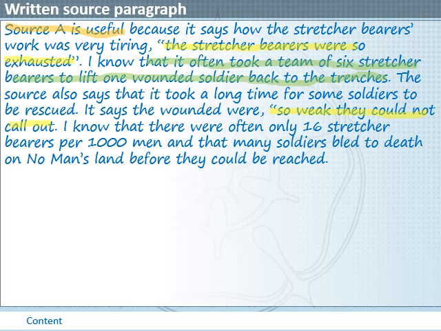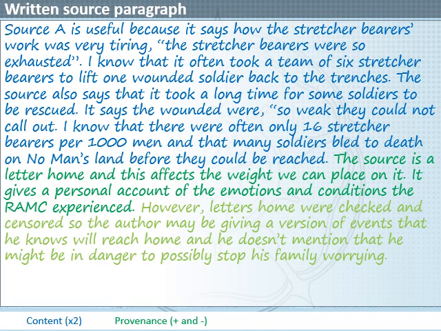And then I develop that with some specific contextual knowledge. So I'm repeating the pattern. Now there is more that I could pick, but we've only got 8 marks available for this question. So I'm going to limit myself. After I've done it twice, I'm going to move on to the provenance phase.